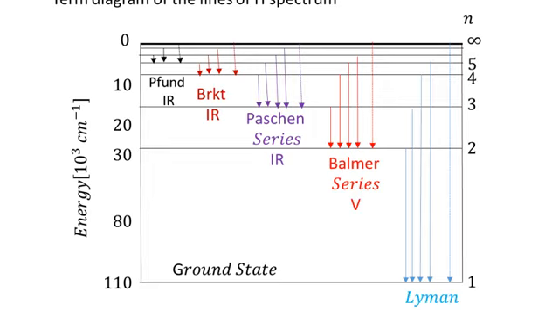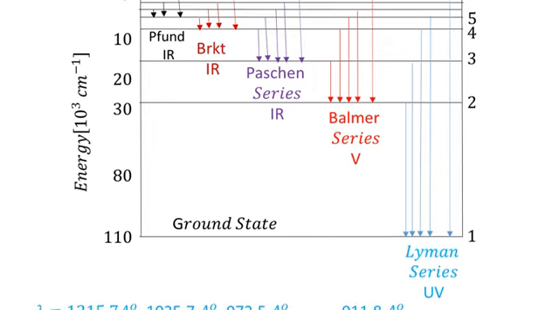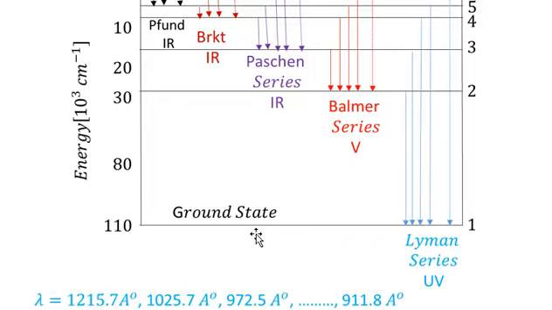So now let's talk about these series. For example, this is the ground state I have represented, and this is level number 1. For the Lyman series, the level is fixed. The initial level in the Lyman series is level number 1, and all the emission wavelengths will be in the UV, in the ultraviolet frequencies.